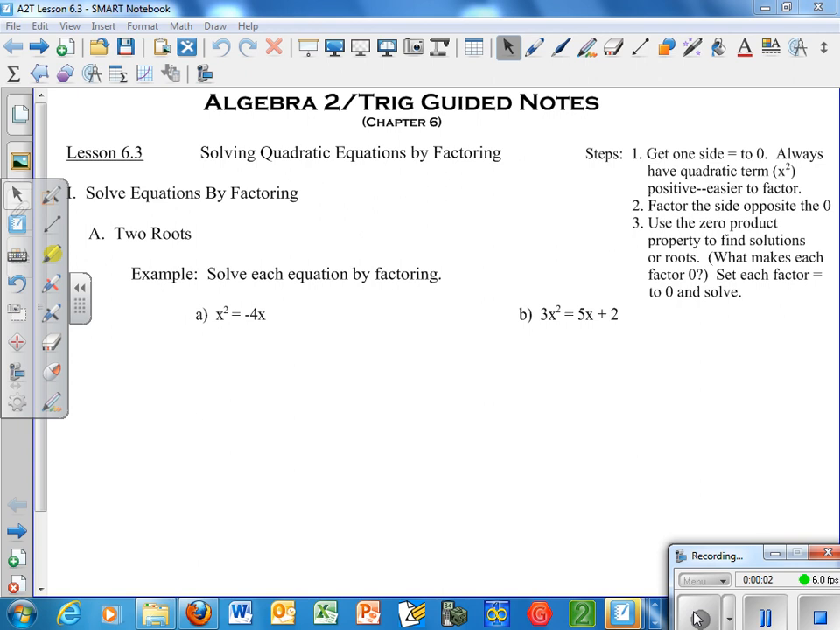Today we're going to look at lesson 6.3, and the title of this lesson is Solving Quadratic Equations by Factoring. Okay, I want you to look at the steps over here that I have listed that you will need to put in your notes.